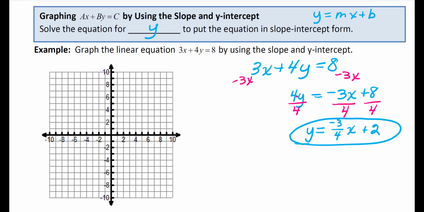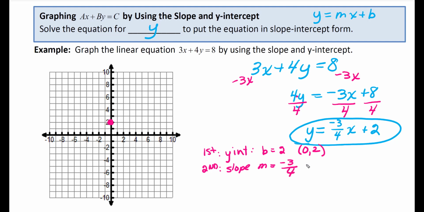Now we have our equation so we can graph. Remember, in our problem, we first have to graph our y-intercept. Our y-intercept, so our b value, is 2. That means the ordered pair that we have to graph is 0, 2. Our y-intercept is 0, 2. Next, our slope. Our slope is m equals negative 3/4.